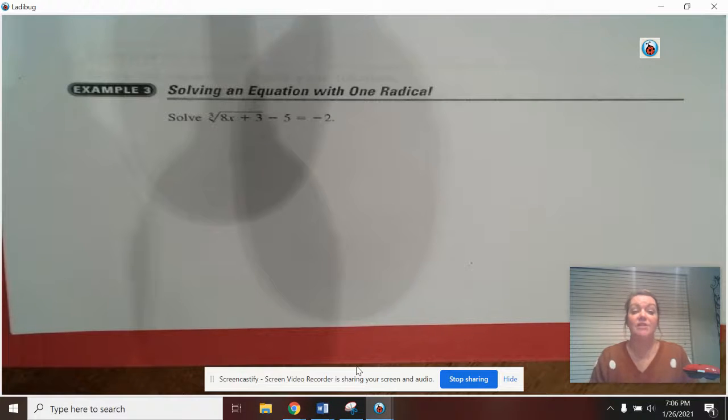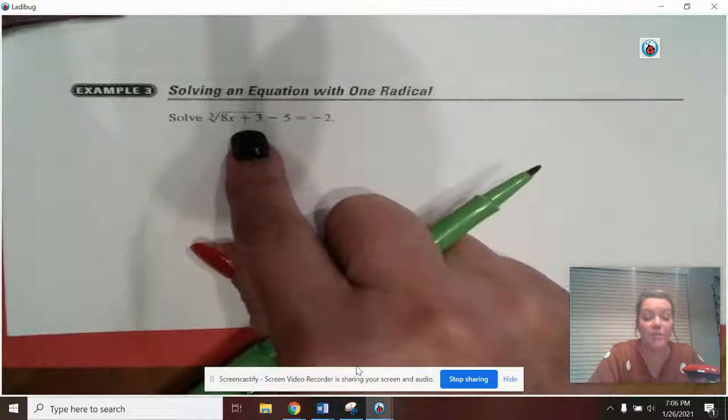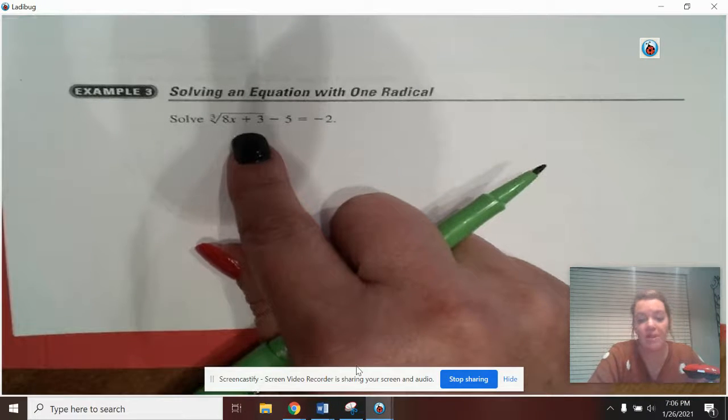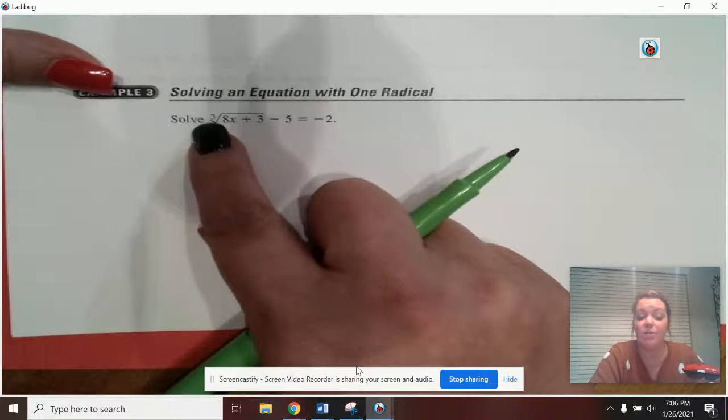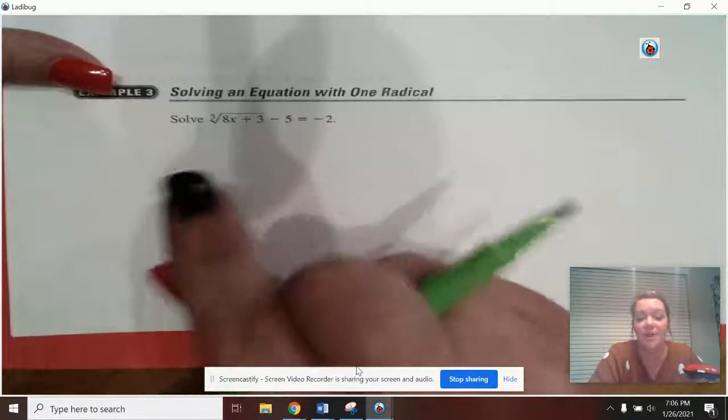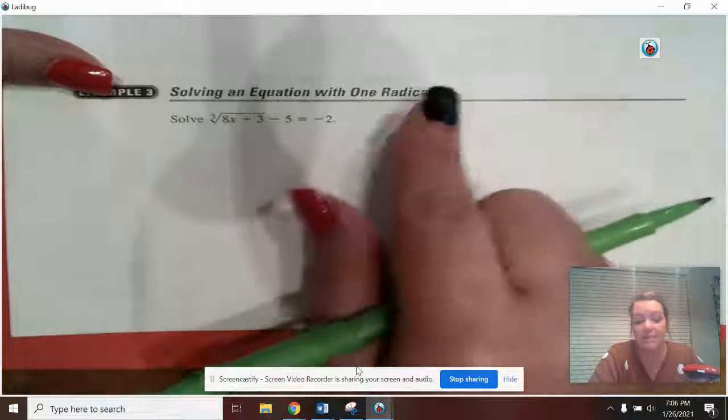Example number 3, solving an equation with one radical. So this equation has one radical like the first one did, but this radical has other stuff going on underneath it. And this one's raised to a cube root instead of just a square root. So again, we have to follow the same steps we've been following.